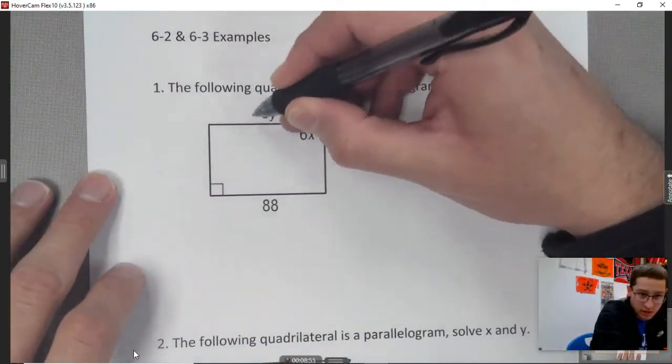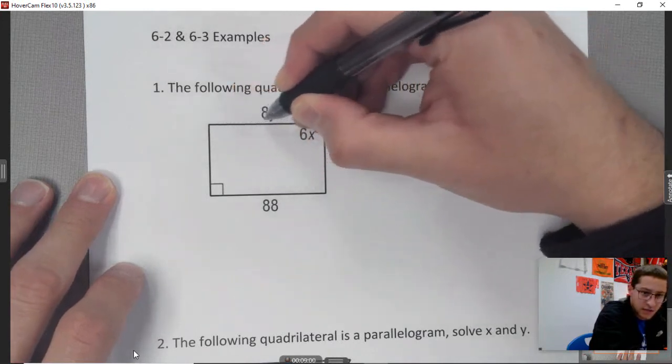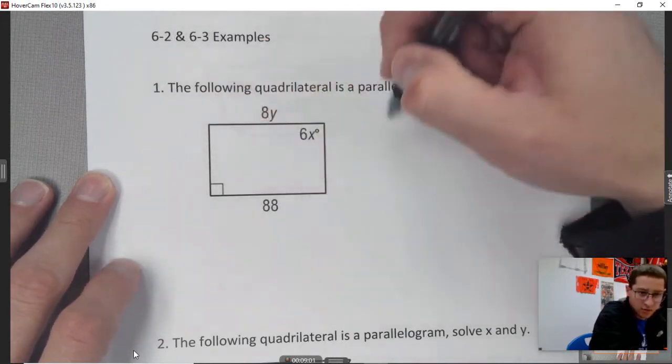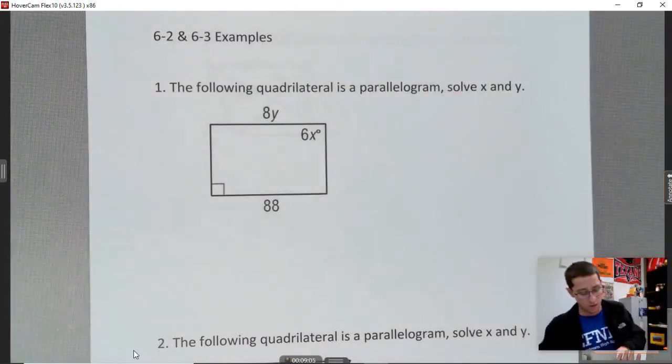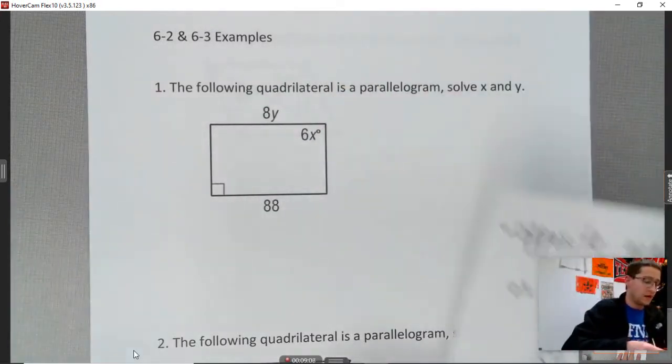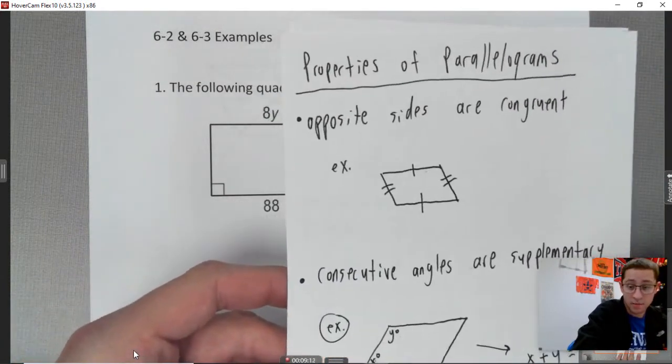Okay, so I'm noticing 8y is here. I know that this length, and it's referring to the length here, I know that this length is 8y. Let's look at all my other lengths. Well, my other lengths that I know are 88. So let's run through my properties. I'm looking at my cards, right? Maybe you took some notes to the side, and you're looking at all your properties of parallelograms.